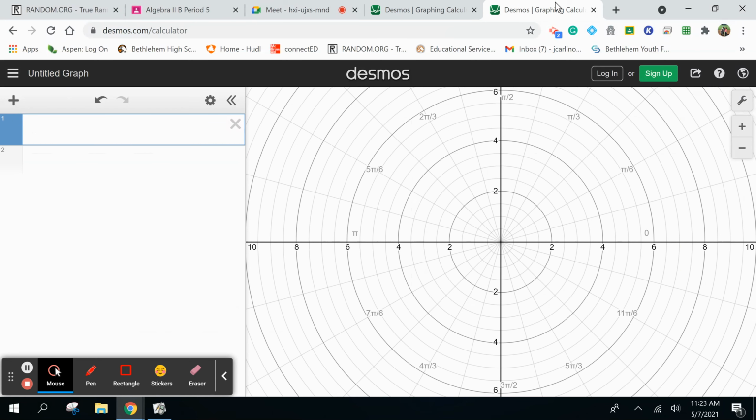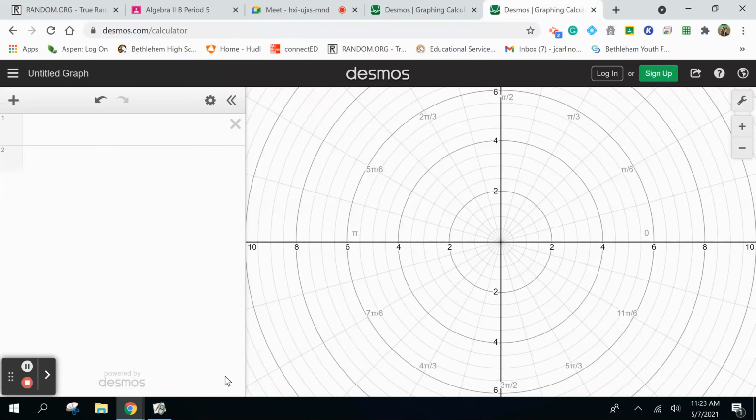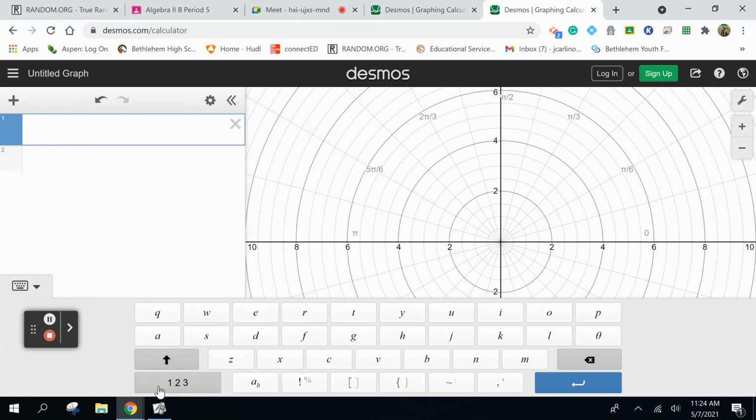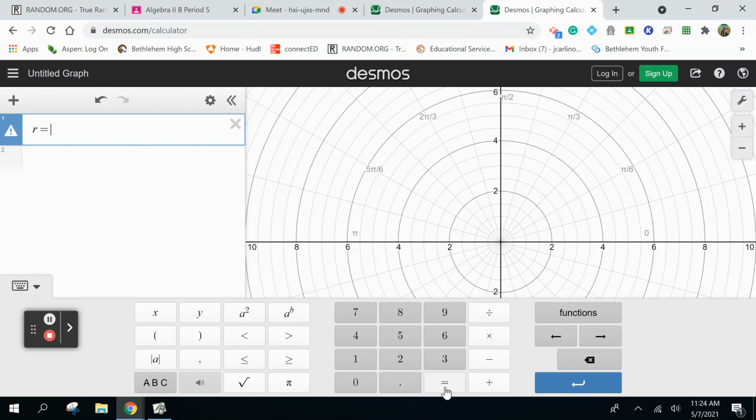Now here's where you type in your answer. R equals, I don't think it's got an R though. You might have to actually write in R. You can do the ABC. Oh, I got an ABC there. Thanks. R. Relax, I'm the one with the pen here. So R equals.